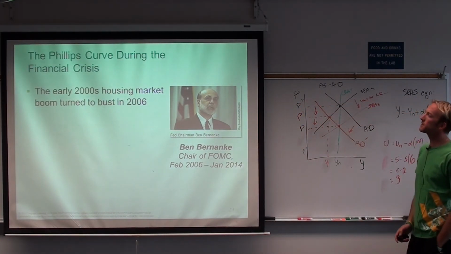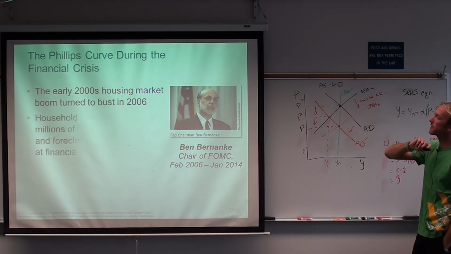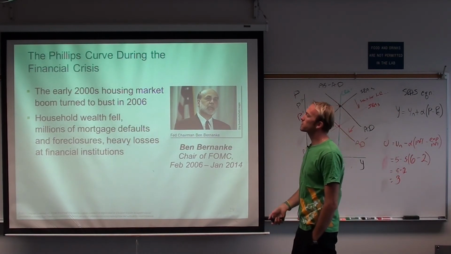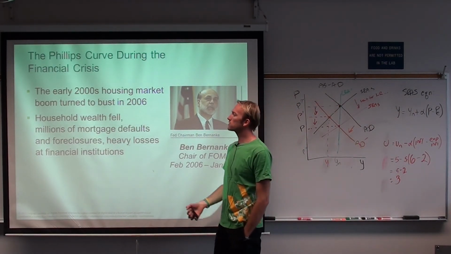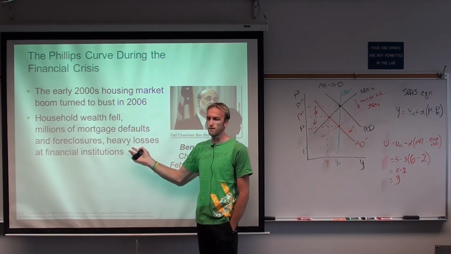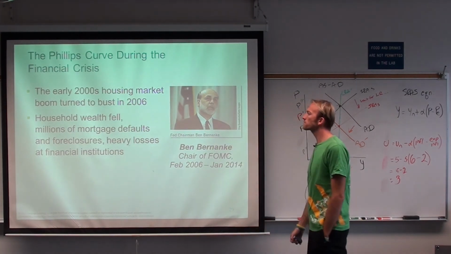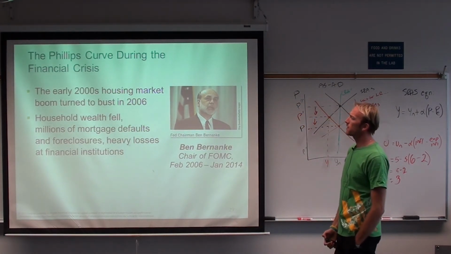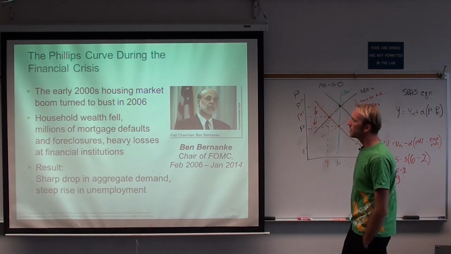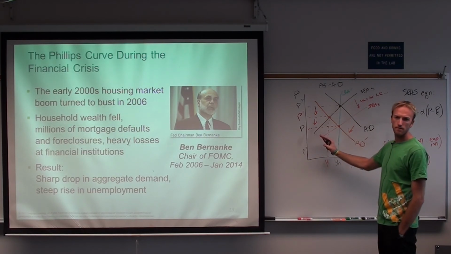So the housing market boom turned to bust in 2006. This was the next bubble to pop after the tech bubble. So household wealth fell, millions of mortgage defaults, heavy losses at financial institutions. We've talked about this, the housing bubble, like every single week in this class because I think it's very important. And then the associated recession that happened in 2008, 2009. And so the AD curve moved to the left, right? The AD curve moved to the left in a great way.